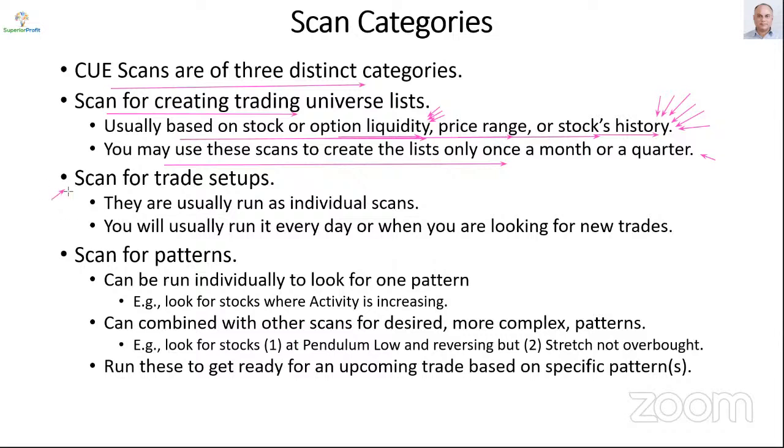Second category is for scanning trade setups. They are usually run as individual scans. You will usually run it every day or when you are looking for new trades. Some people are not so active traders, or even if you are active trader, maybe you have a maximum number of trades you want to keep open at a time, let's say 10 or 8. If you have already reached that limit, 8 or 10 for example, then you may not want to enter new trades, and then there is no point running the scan to find trade setups.